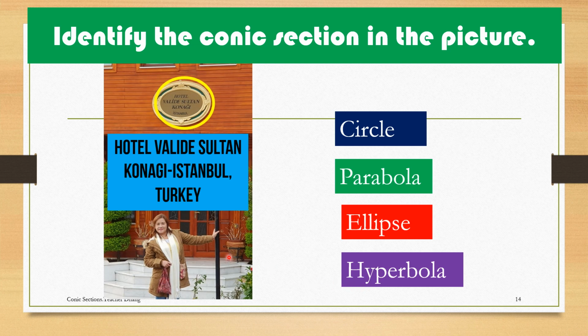In the first picture, you can see the Hotel Validi Sultan Konaji in Istanbul, Turkey. What do you think is the conic section which is visible in the picture?